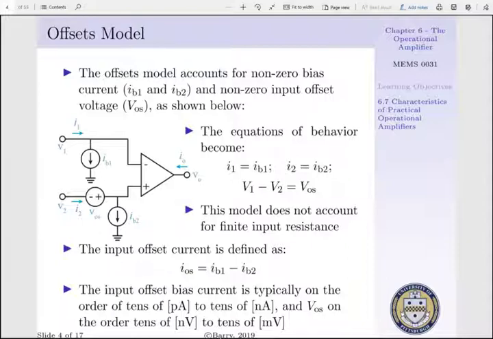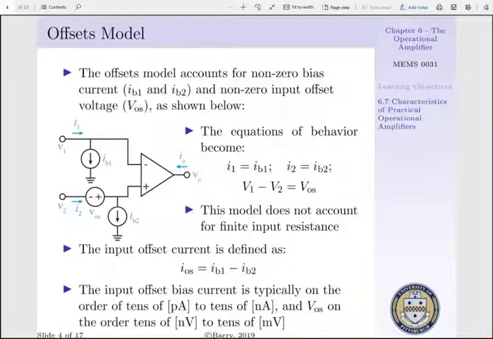Thus, the equations of our operational amplifier become I1 is equal to IB1, and this is no longer a zero value. I2 is equal to IB2, which is also no longer a zero value. And the difference between our voltage potentials at our inverting and non-inverting terminals is equal to VOS, which is also a non-zero value. This model, however, does not account for a finite input resistance or a finite output voltage. The finite gain model will take those into account.